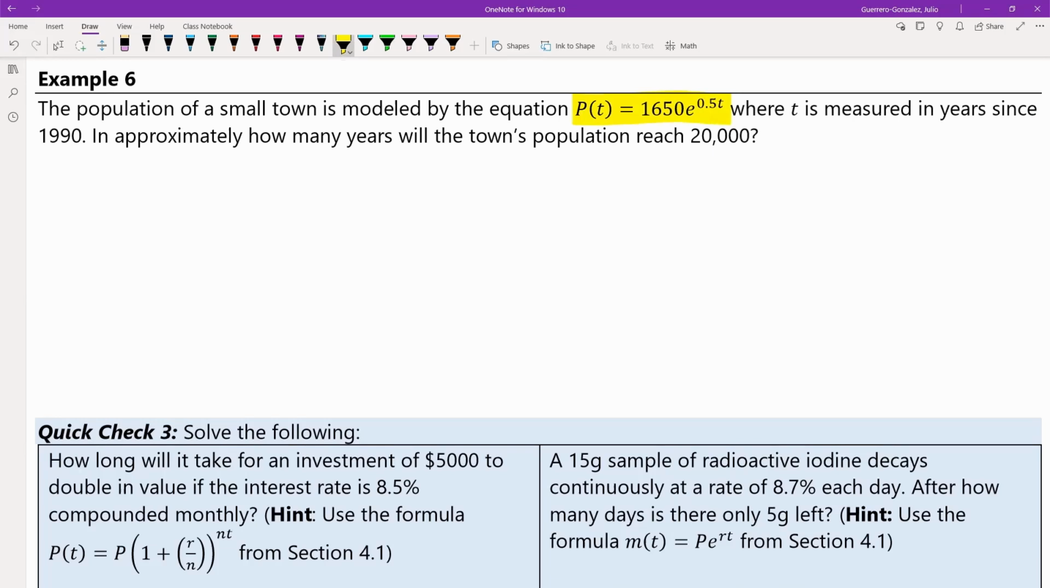Okay. Now, notice what I'm asking you to do here, right? I am asking you to grab the population equation, P is equal to 1650 e to the 0.5t. And I'm asking you, when will this be equal to 20,000?